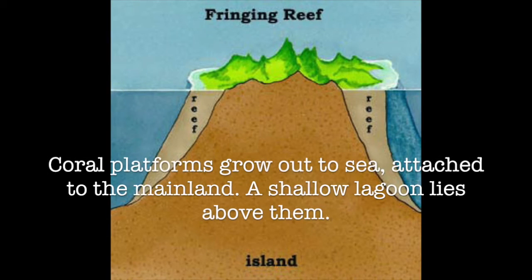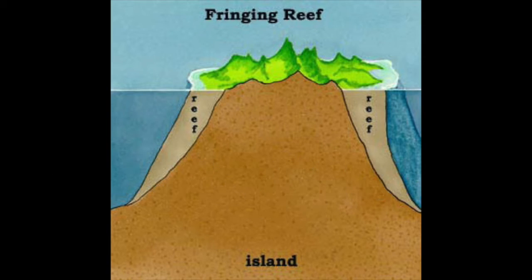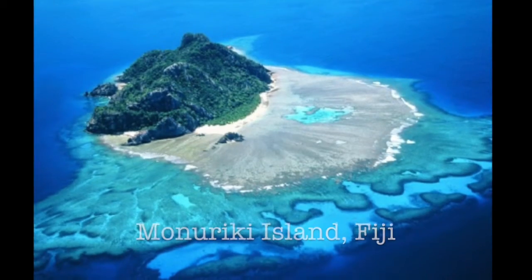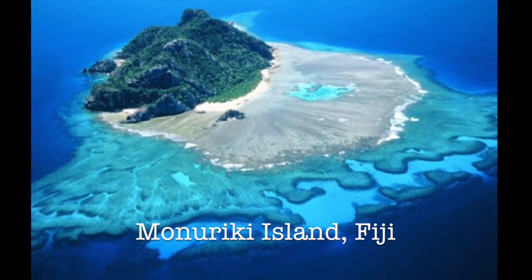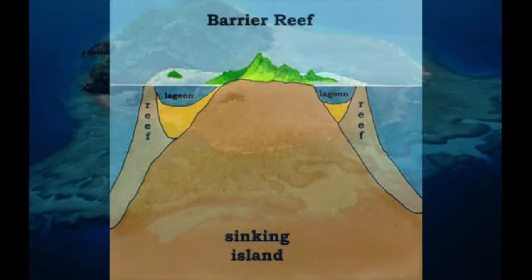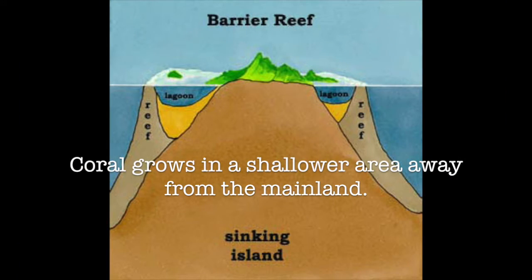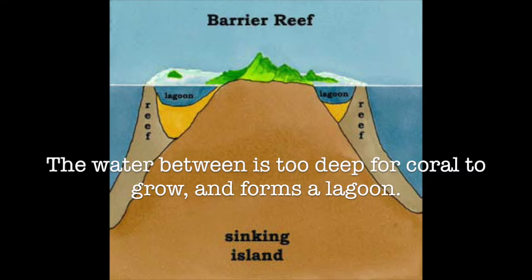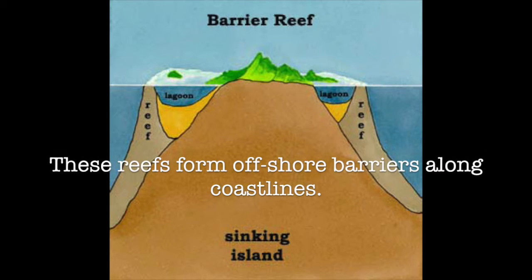Coral platforms grow out to sea attached to the mainland. A shallow lagoon lies above them. Coral grows in a shallower area away from the mainland. The water between is too deep for coral to grow and forms a lagoon. These reefs form offshore barriers along coastlines.